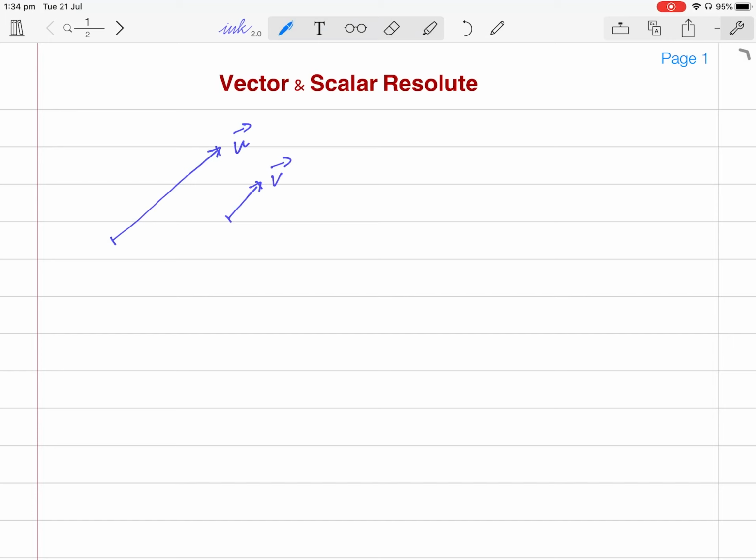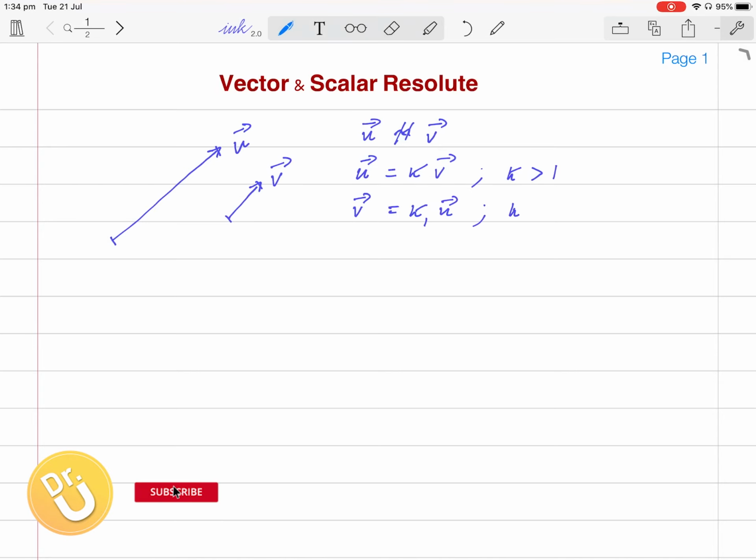These two vectors are parallel to each other. So u vector is parallel with v vector. In this case, we can write u vector is equal to k times v vector, where k should be greater than 1. Also, we can write v vector is equal to k1 times u vector. In that case, k1 is less than 1 because it should be a fraction, a decimal number. Now we know what is a vector and what is the magnitude and the direction of the vector.